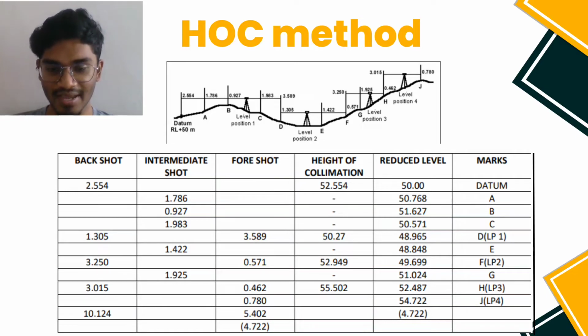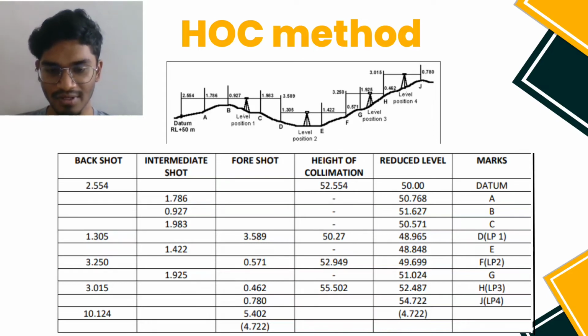And I also have the reduced level, which is 50 for the datum mark, and to get the height of collimation I add the back shot to the reduced level, which I got 52.544. And after that, in the 3 rows, there's only intermediate shot where I just need to deduct to get the reduced level, and that's what I did. And I got 50.768, 51.627, 50.571 and 48.965.